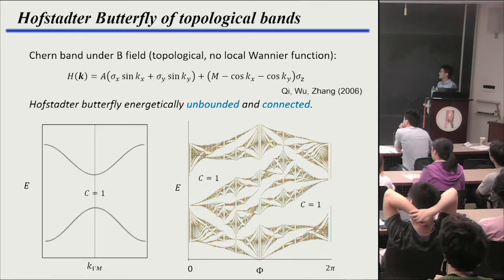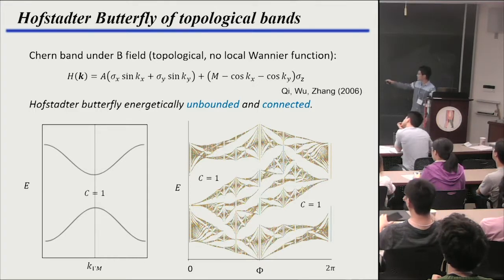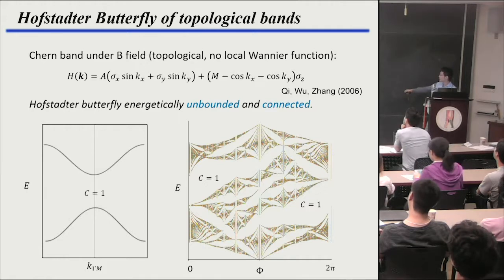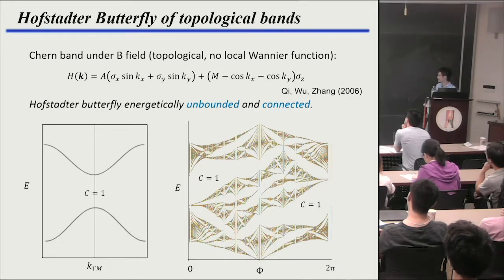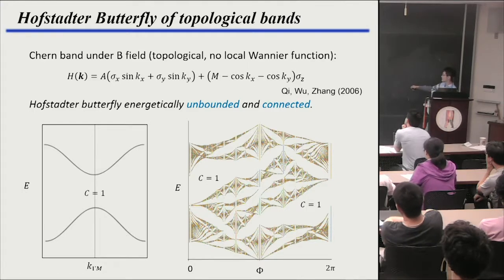But this is not the case for a topological band. For example, if you consider a Chern insulator, so here this is a two-band Chern insulator, the simplest model of Chern insulator. You have a band here with Chern number plus one, and here you have Chern number minus one. So this gap is non-trivial. So if you just look at this spectrum, there's nothing special in the bulk, unless you look at the edge. But if you look at the Hofstadter butterfly, to mention, the Hofstadter butterflies are all bulk structures, bulk eigenvalues. So you don't have edge state here. But still, even in the bulk states, you can see that as the field turns on, the butterflies of the two bands are connected with each other.